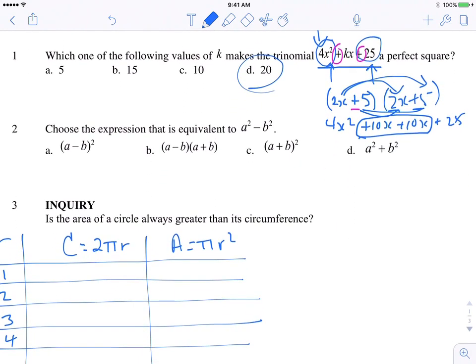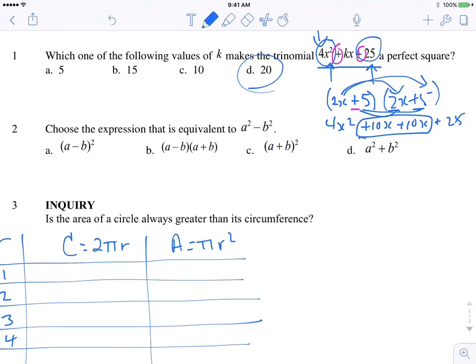Choose the expression that's equivalent to a squared minus b squared. This is a difference of squares. Very simple to recognize the difference of squares because subtraction, the proper way of saying this, is a difference between two numbers. And in this case, we have a squared, perfect square, and b squared, perfect square. So it's a difference of squares. And you'll notice the difference between a difference of squares and a perfect square trinomial is that a difference of squares is a binomial. And a perfect square trinomial obviously is a trinomial.